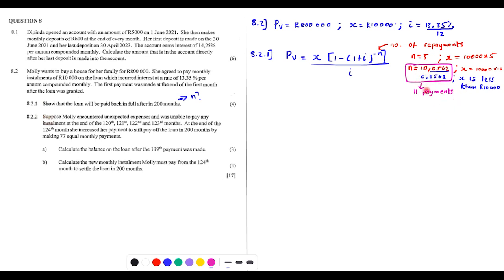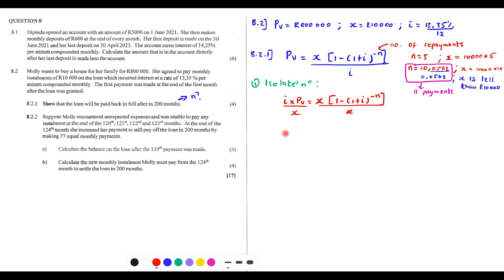All right. So going back to the question, we need to show that the loan will be paid in full after 200 months, which means we need to calculate n. To calculate n, number one, I need to isolate n, which means making n the subject of the formula. So how do I do that? I'm going to cross multiply this i with PV, so it's going to be i times PV equals x into 1 minus (1 plus i) to the power of minus n. And then from here I'm going to divide by x on both sides so that this x cancels with that.